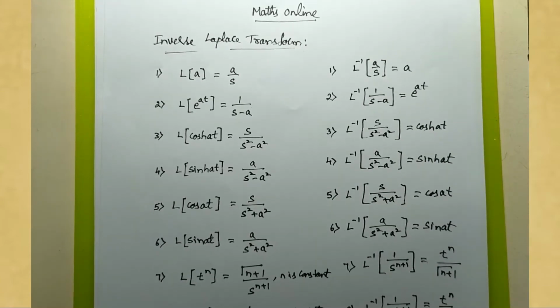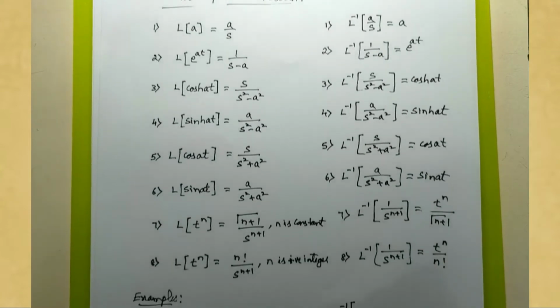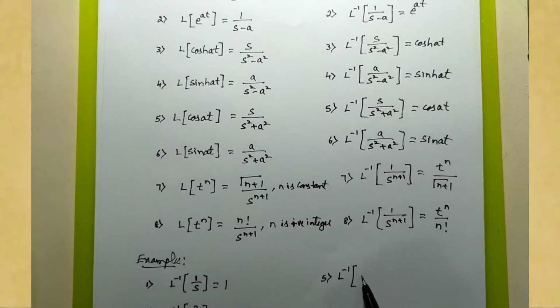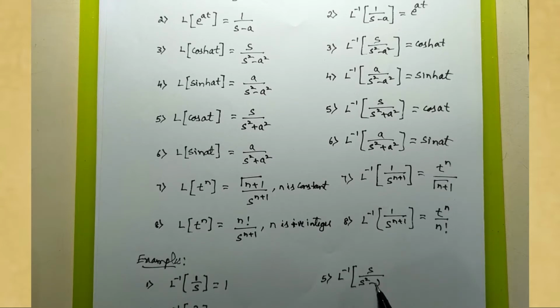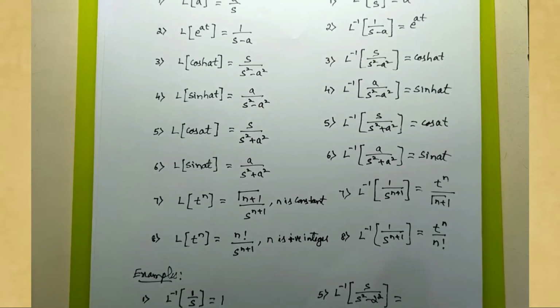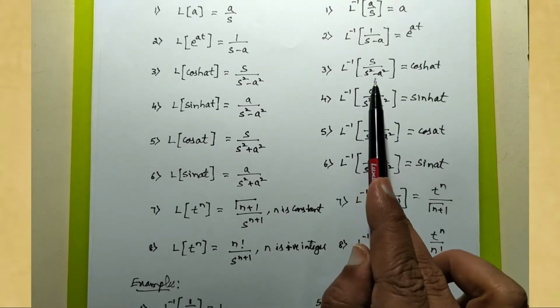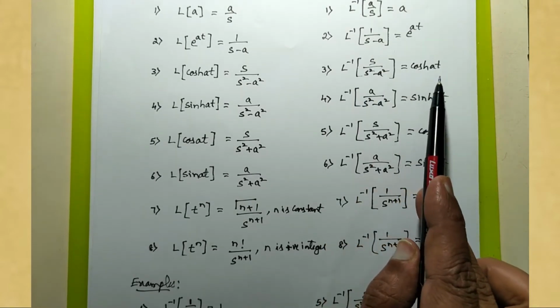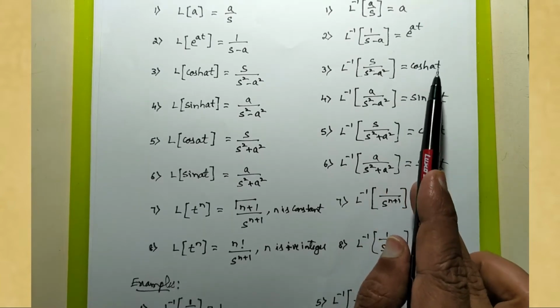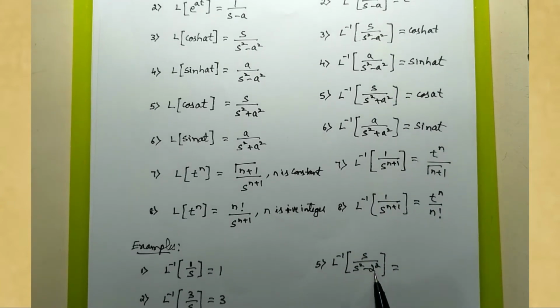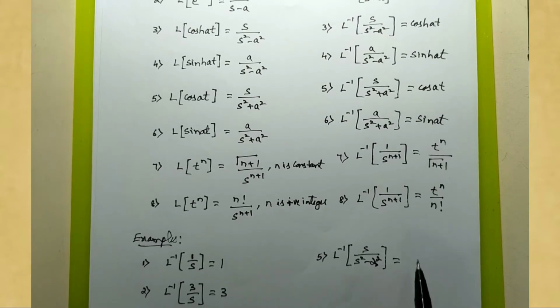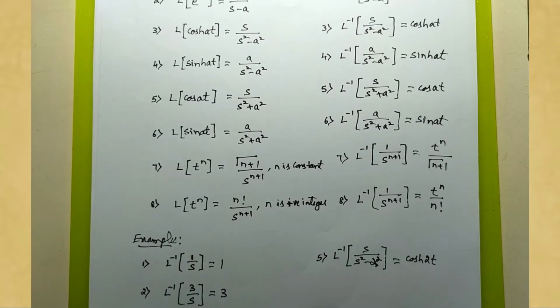Let us take another example. Inverse transform of s by s square minus 2 square. That is similar to this formula you have. Inverse transform of s by s square minus a square will be cos h at. In place of a, you have 2. So therefore you will be writing cos h 2t.